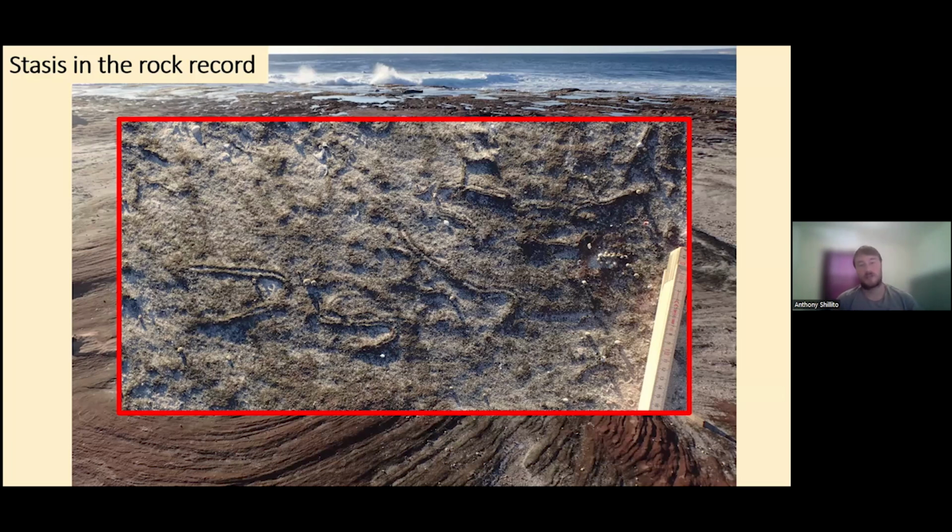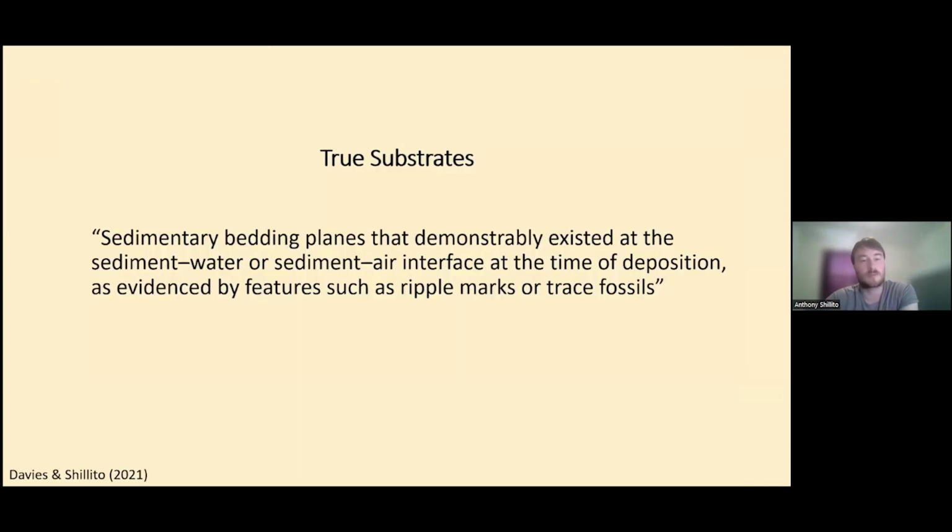And when we observed this, when I was out in the field with Neil Davis in 2016, we saw this and thought, this is a little bit odd. How do we account for this? What does this mean about time in the rock record? Why are we seeing this? And we came up with the term true substrates to describe and explain what we're seeing.